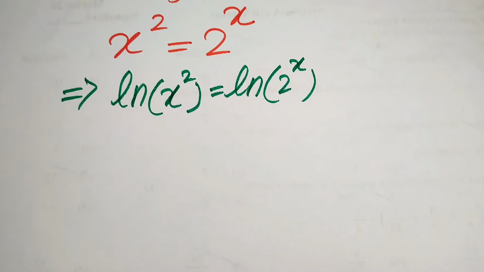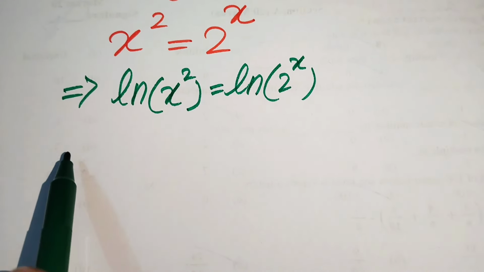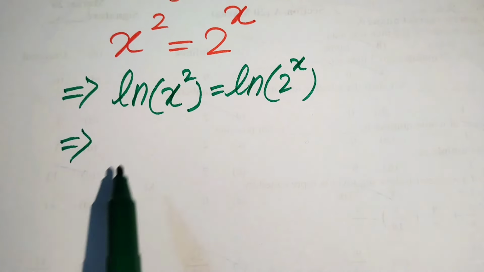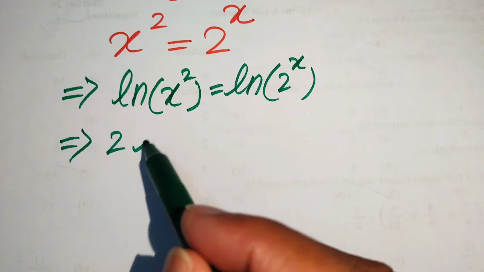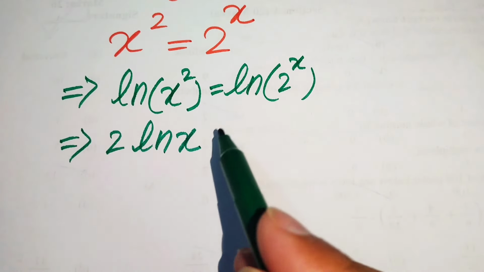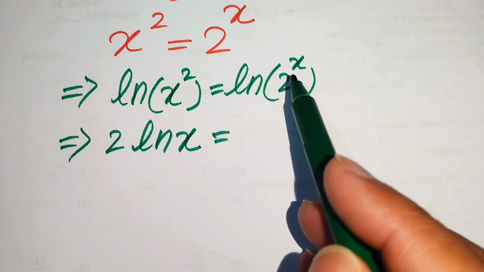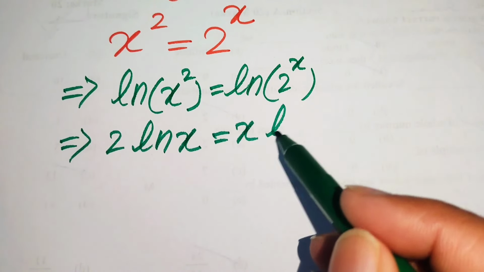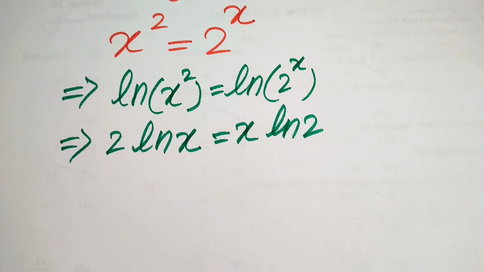And now in the next step we need the nice property of log, and we move this exponent 2 in the front of this log, and it is written as 2 times log x. And on the right hand side we move this x in the front of this log, and it is written as x times log 2.